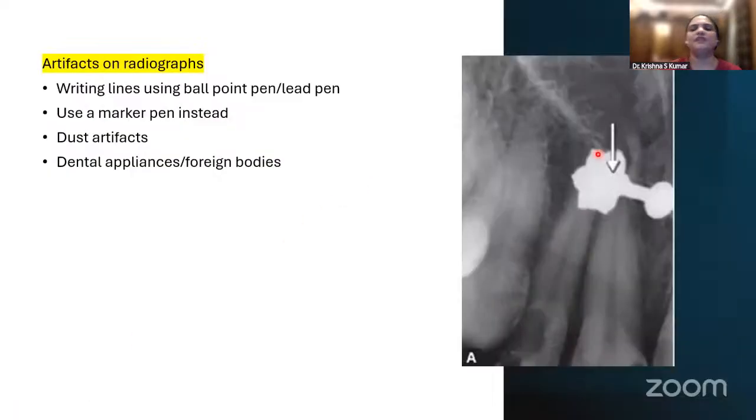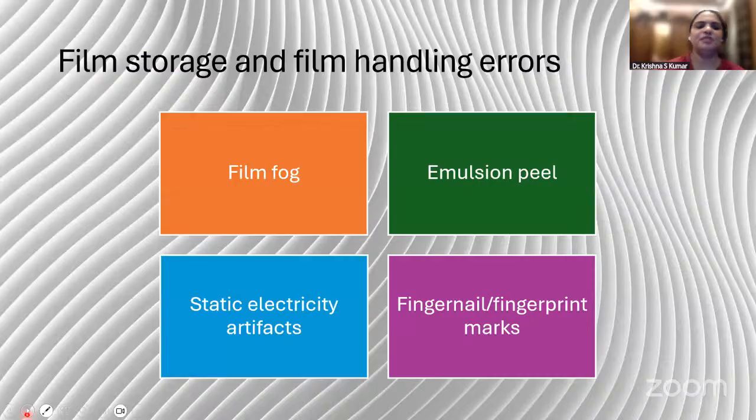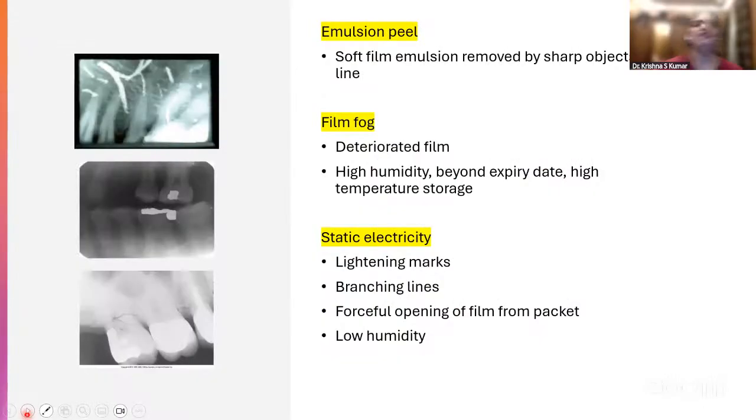Artifacts on radiographs can be due to jewelry, dental artifacts, or writing lines with a ball pen or a lead pen. Then the film storage and handling errors. First one is film fog, when the film is deteriorated, with high humidity, or used beyond the expiry date. Emulsion peel occurs when you scratch off the emulsion with a sharp surface.